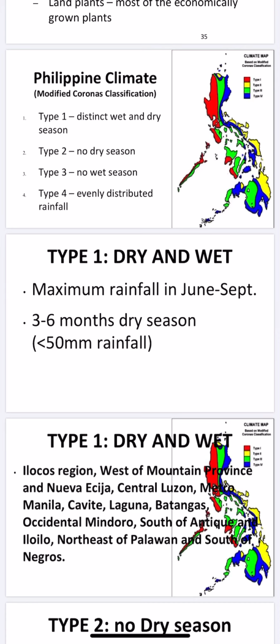But type 3, which is the green in the middle portion from Luzon, Visayas to Mindanao, actually has no pronounced wet season, mostly dry. And also type 4, which is mostly on the right portion of the country, from Luzon, Visayas, and Mindanao, is where rainfall is evenly distributed. This includes Mindanao, Davao, Tagum, as you can see on the color range.